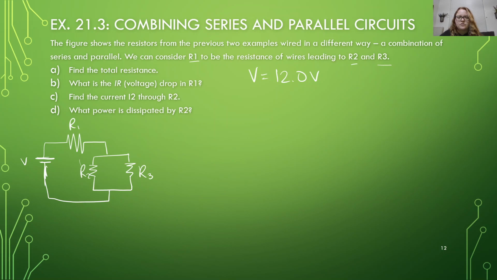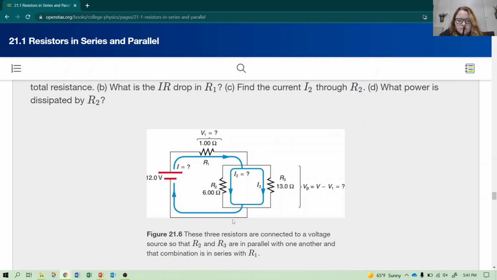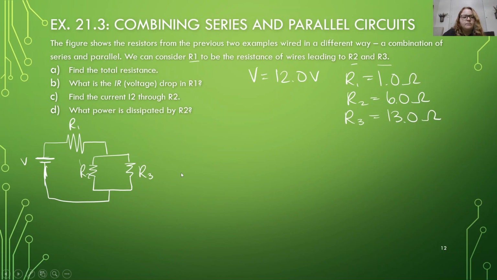So our voltage was 12 volts. R1 was 1 ohm. R2 was 6 ohms. And R3 was 13 ohms. And I think that's all we are given, if I remember correctly. Okay, so our first step is to find the total resistance, and that's going to be our overall resistance of the entire circuit. So we're going to need to start breaking our components down like we just saw, okay? So we need to break this down so that we get something that will be like this.